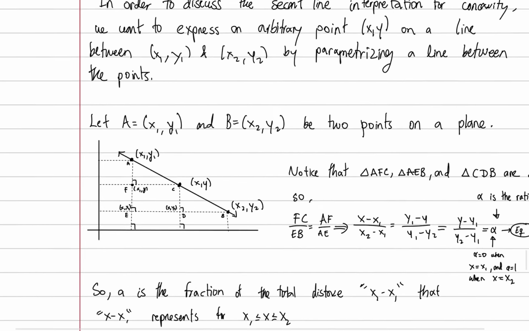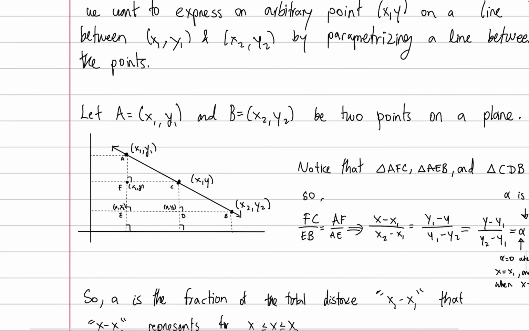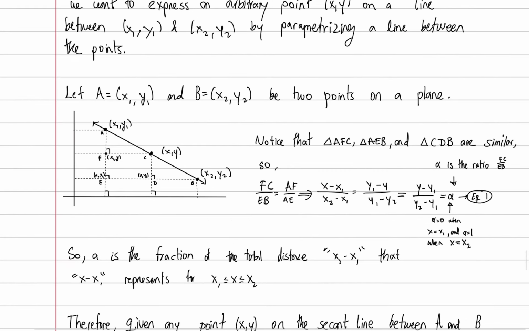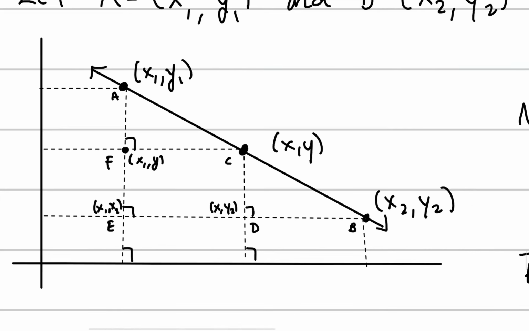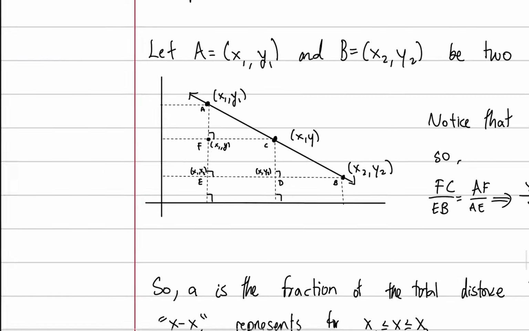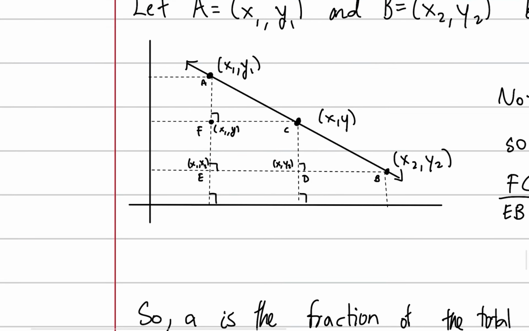So first, we're going to let A and B be the points x1 comma y1 and x2 comma y2 respectively. And they're going to be points on a plane, right? And all I'm going to do is write x y here. So I have x y right here, and I have x1 comma y1, which is A, and B here. And C is right here. And then we're going to draw all of these lines here.